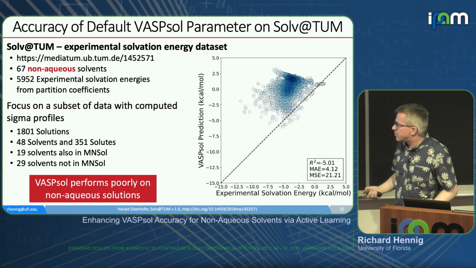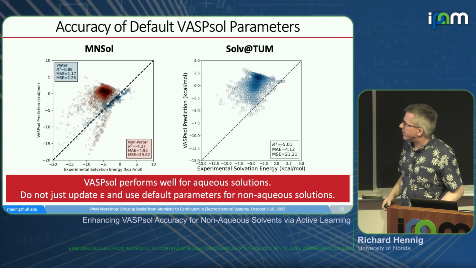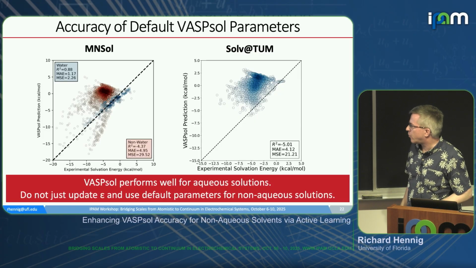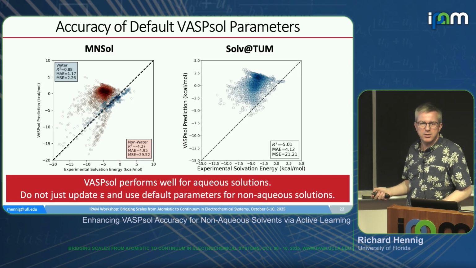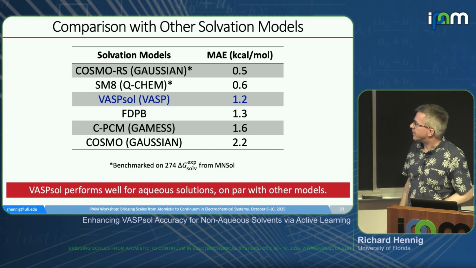So VASP performs poorly on those non-aqueous solutions, as we already know. So this is where we start from, and the message is, if you use VASPsol or VASPsol++, do not just update the epsilon and use the other default parameters for anything other than water. Water works, everything else, you got to do a little better.